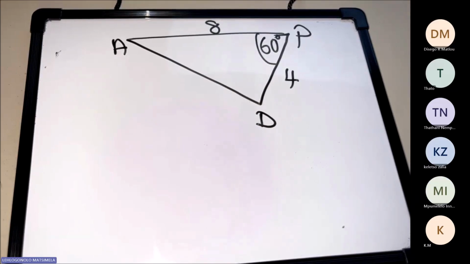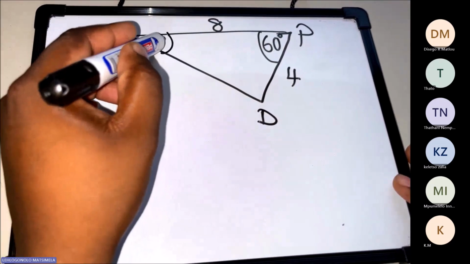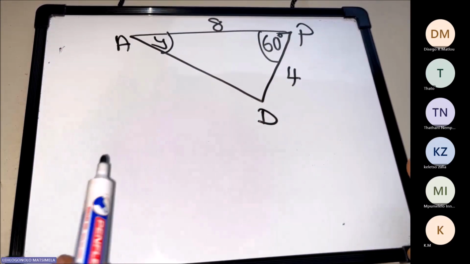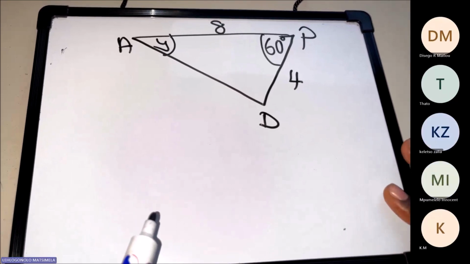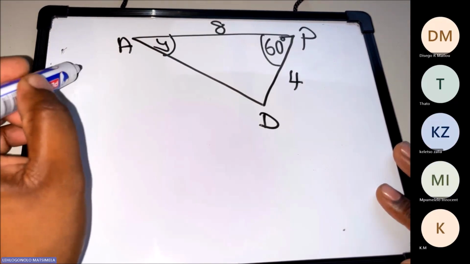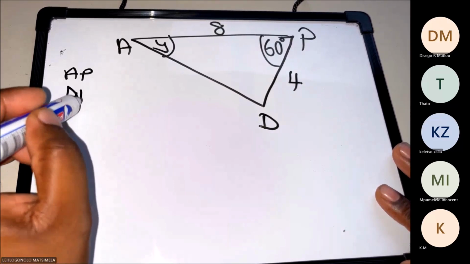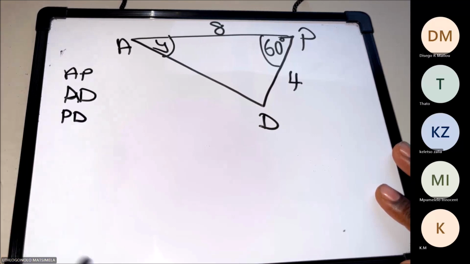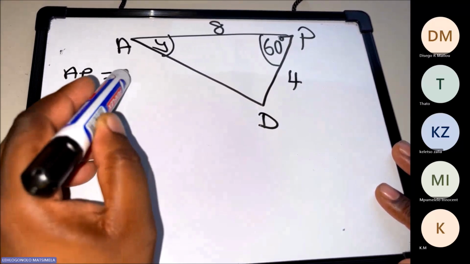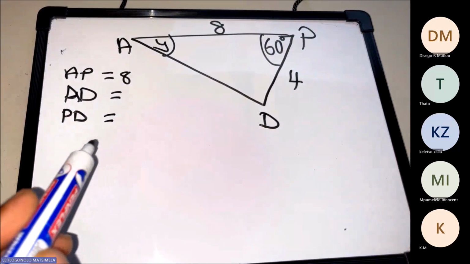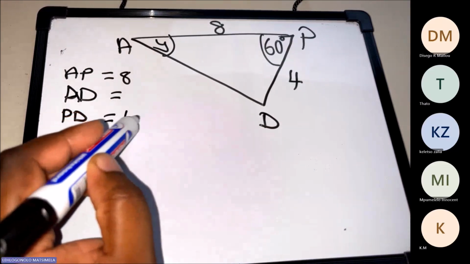Okay, we come to this. I said that for the sine rule of this triangle, we are also given this side as y. We start by labeling the sides. The first side that we will label here is side AP. We also have side AD. We also have side PD. Three sides. Side AP is 8 units. Side AD is unknown, we leave it. Side PD is 4.